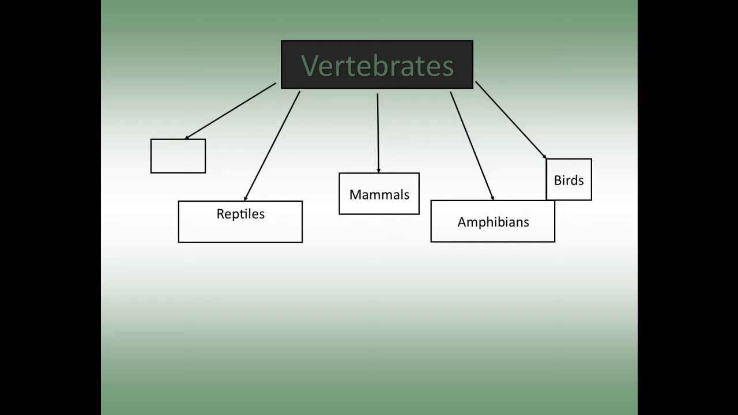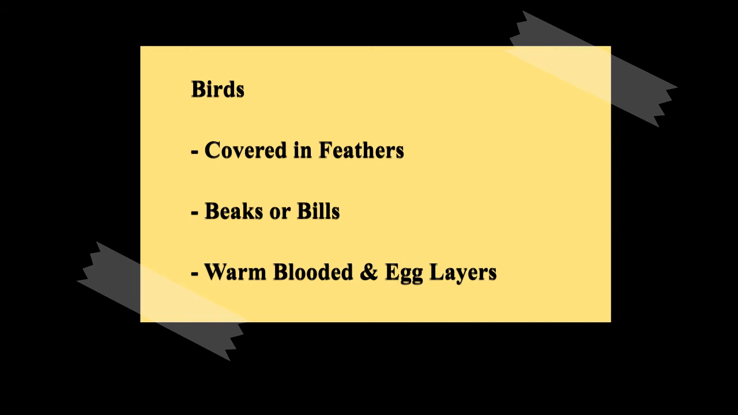Time to leave our scaly friends and move on to some feathered ones. Birds come in a wide variety of colors, sizes, and shapes, but all of them have feathers, beaks, and lay eggs. They are also warm-blooded.